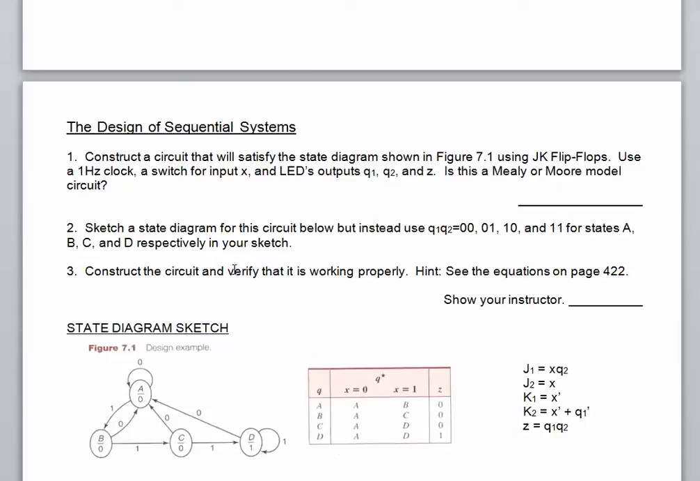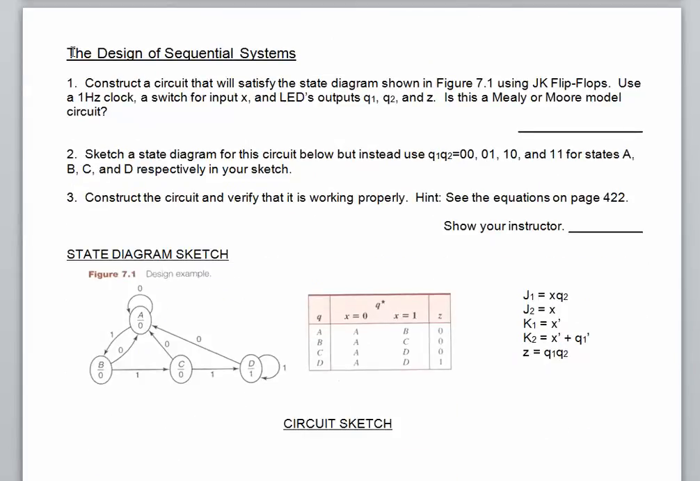On page 4, which we'll focus on in this video, we're going to look at the designing of a sequential system. In this case, instead of starting with the circuit and then ending up with a diagram, we do just the opposite. We have a state diagram that describes a circuit that we want to build, and then we have to design it, figure out what flip-flops and what logic gates we'll need to achieve this state diagram.